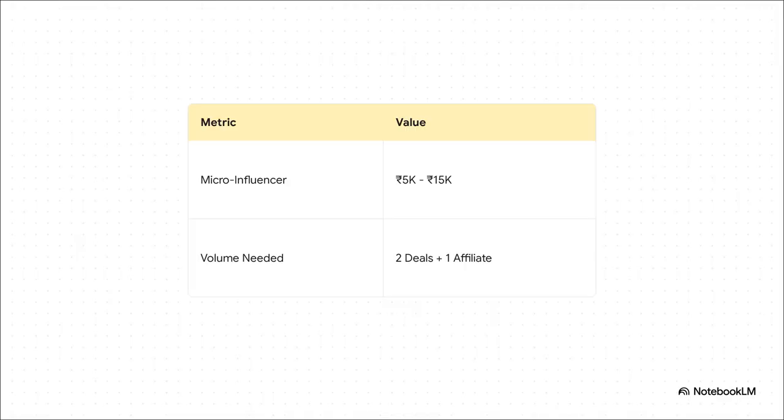Let's run the numbers and see the math to 20,000 rupees. Right now, a micro-influencer post pays between 5,000 and 15,000 rupees. So your required volume? Just 2 brand deals, plus 1 single affiliate conversion. That's it. You don't need millions of followers. It is an incredibly achievable volume once you get your system humming.